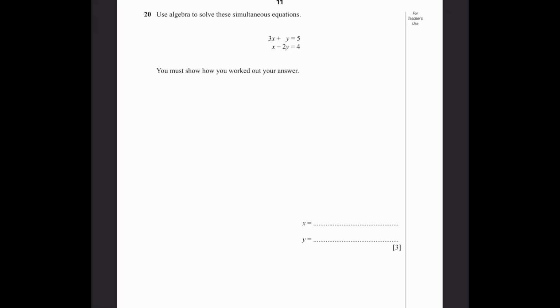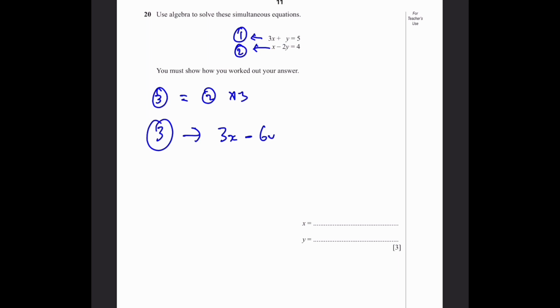Question 20. Use algebra to solve these simultaneous equations. You must show how you worked out your answer. So first let's make the x values same. This is equation 1 and this is equation 2. So equation 3 equals equation 2 multiplied by 3. So 3 is 3x minus 6y equals 12. So now we can do 1 minus 3.